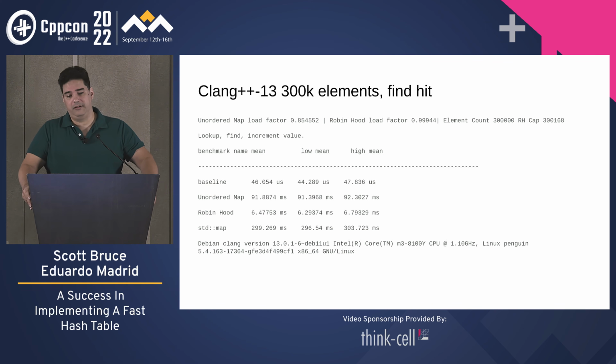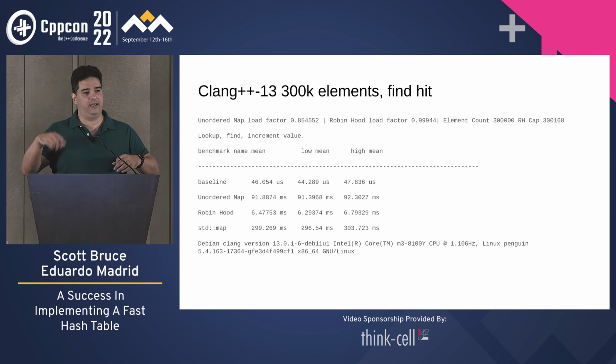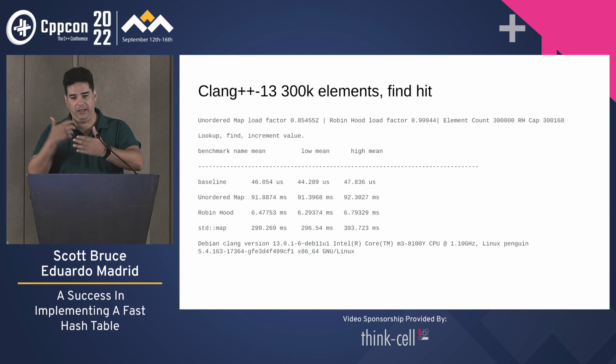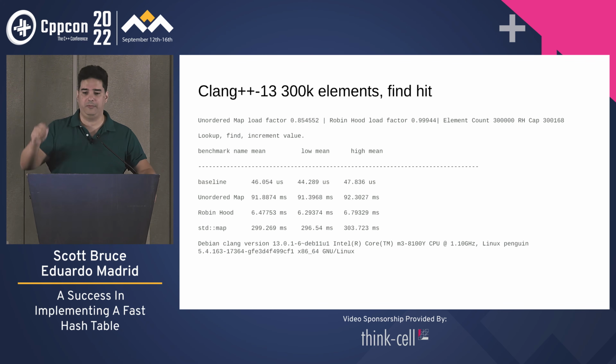The results are the baseline of just running the hashes on the integers. By the way, this is a table that maps integers to integers, and what we're doing is computing the histogram of the occurrences of the elements in a stream. This slide is for when the element that we get in the random stream is always going to be found in the table.